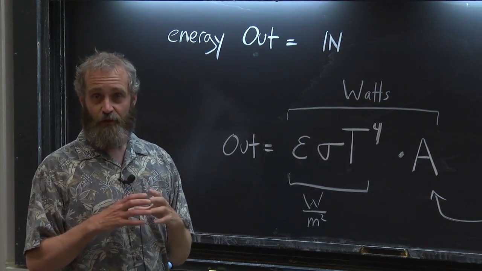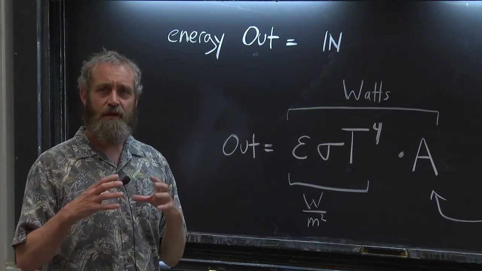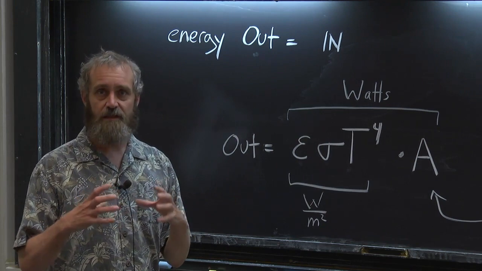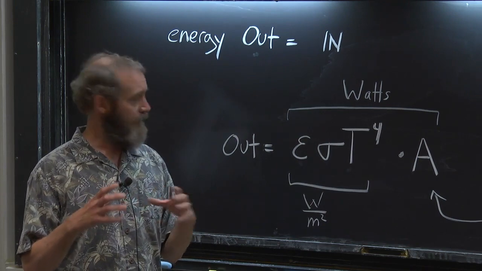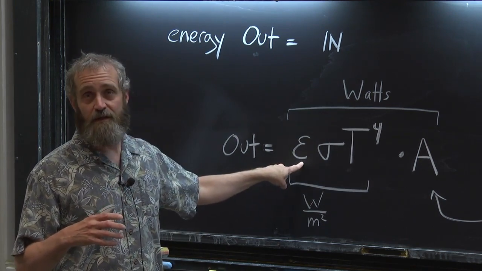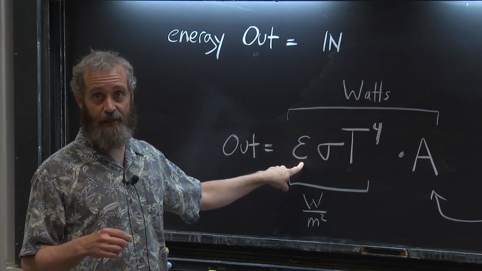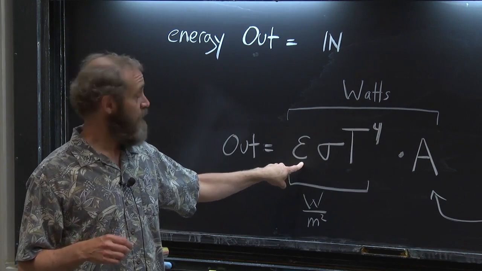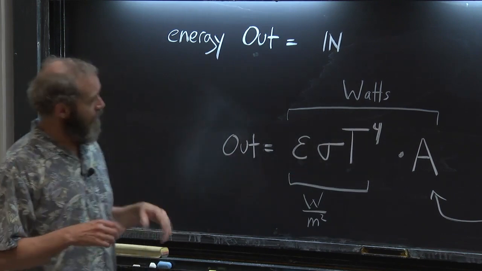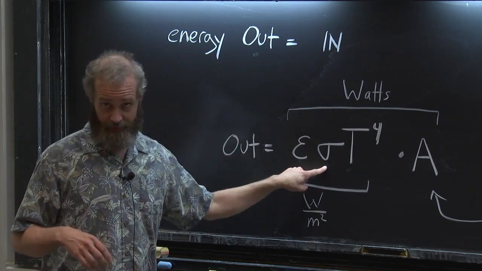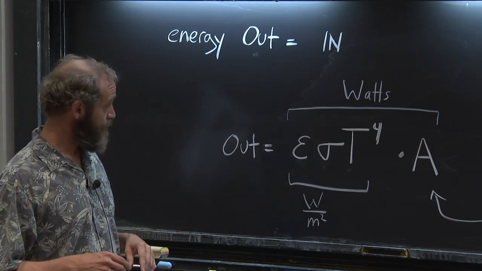Epsilon for the Earth is pretty close to 1. Most solids and liquids, most condensed matter, has pretty good black-body properties, and so it has epsilon pretty close to 1. The exception to that we'll get to is greenhouse gases, a very important exception. But for now, we can just call that 1 and not worry about it, and sigma is the Stefan-Boltzmann constant, which you can just look up in a book.